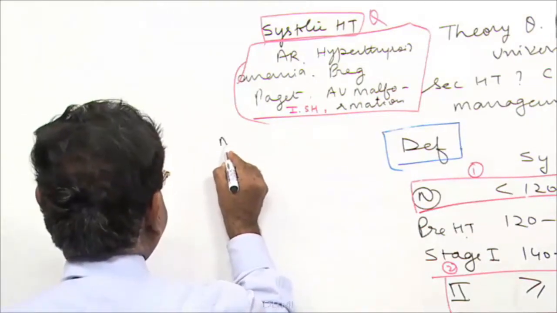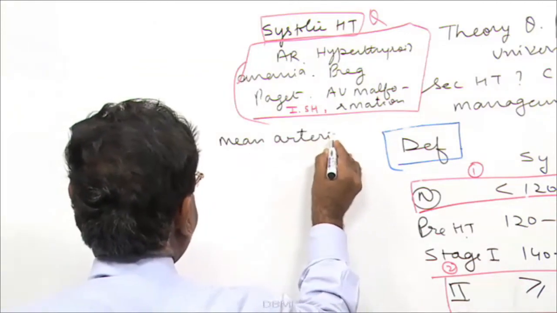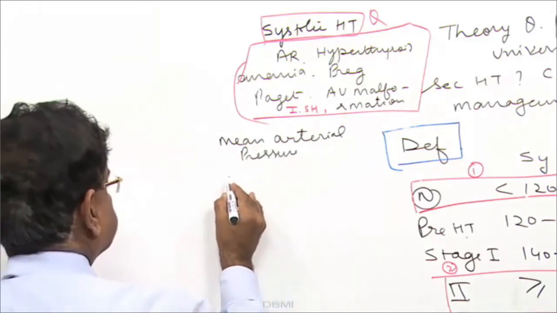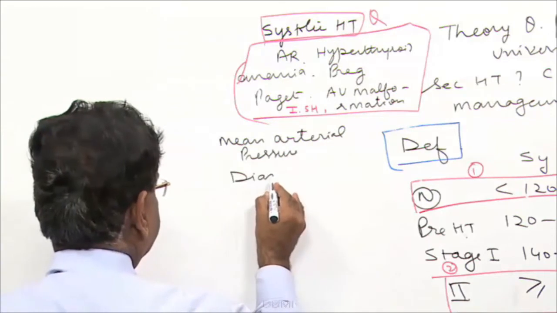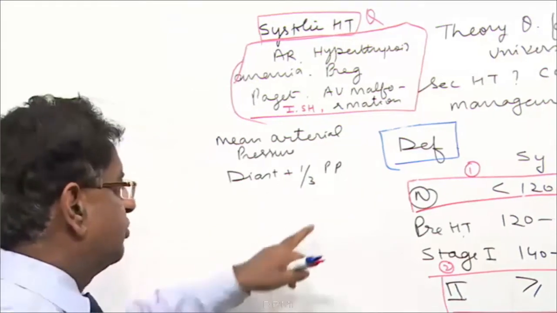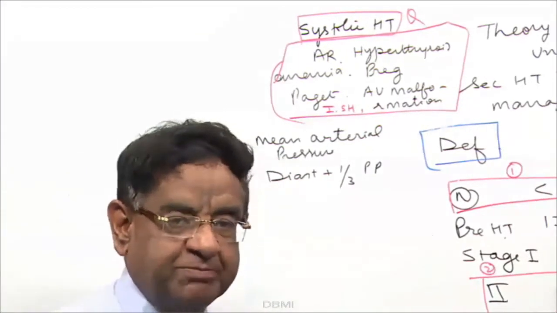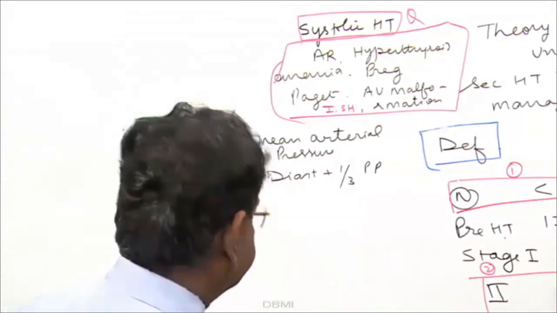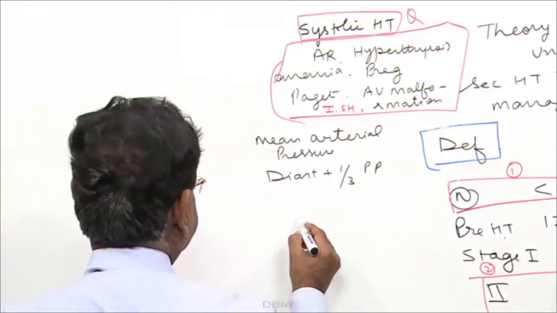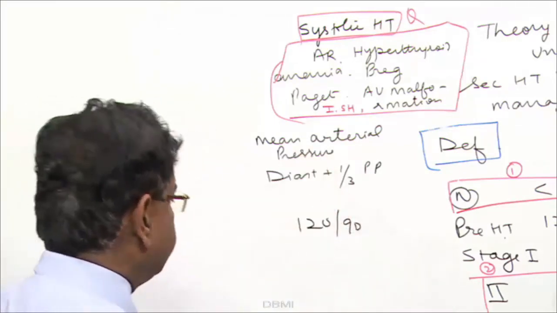What is mean arterial pressure? Mean arterial pressure is diastole plus one third of the pulse pressure. Pulse pressure, I told you just now, is the difference between systole and diastole. So let's take an example. All of you, you also calculate. Suppose I have one patient whose BP is 120 by 90. What will be the mean arterial pressure?